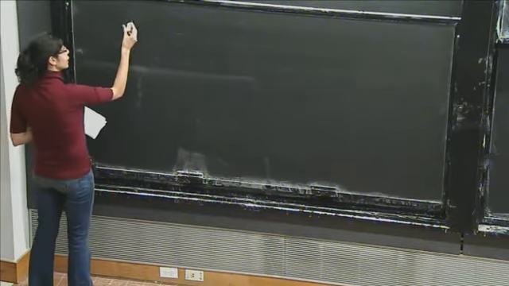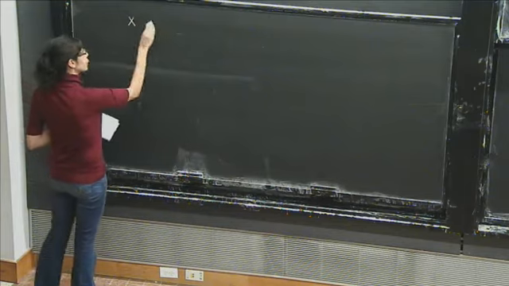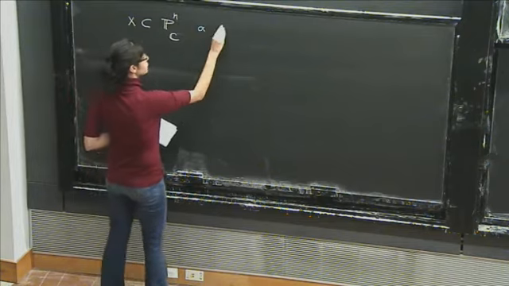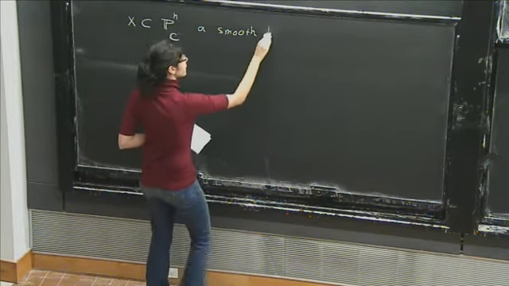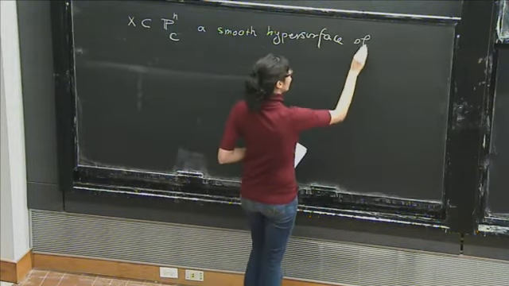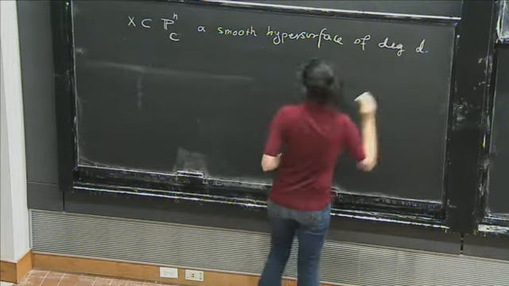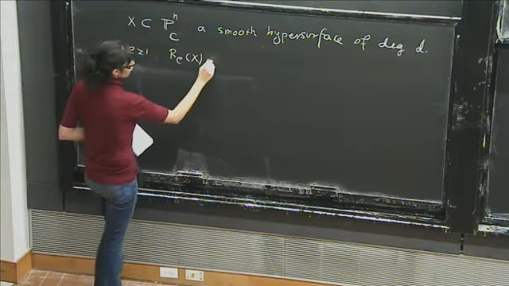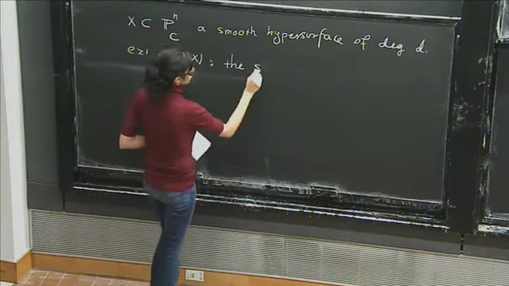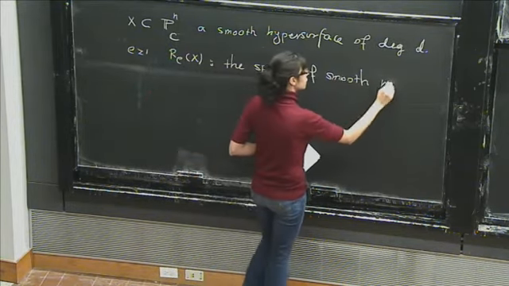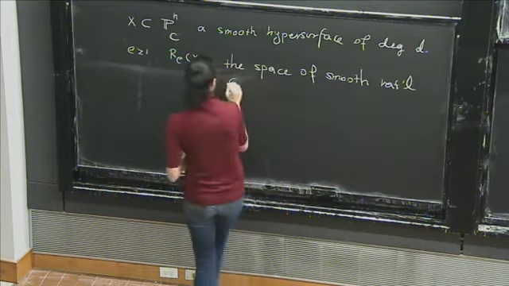So I'm going to speak about the space of rational curves, and let me start by fixing my notation. X for now is a hypersurface in P^n over the field of complex numbers, of degree d. And for e greater than or equal to 1, R_e(X) is the space of smooth rational curves of degree e on X.